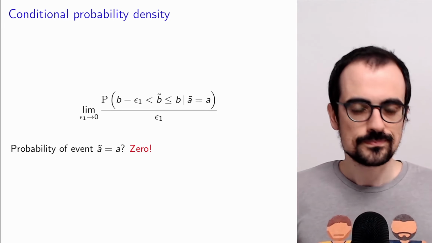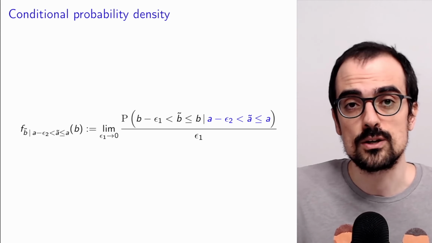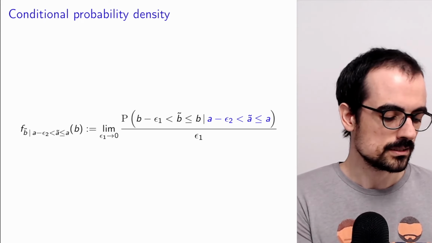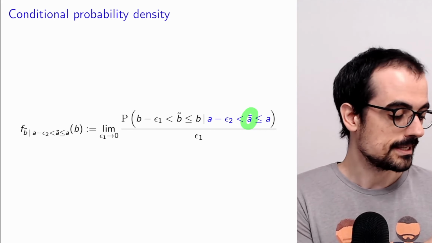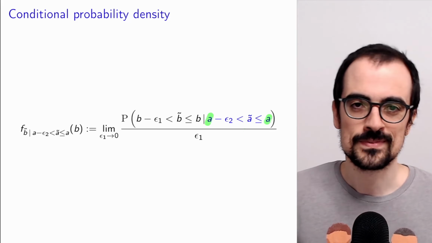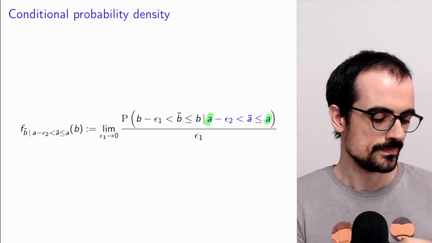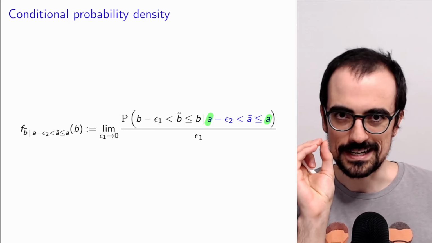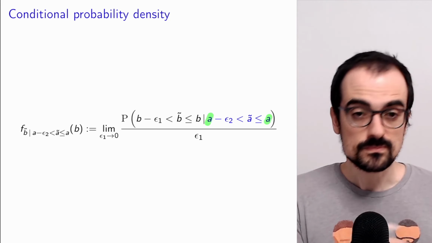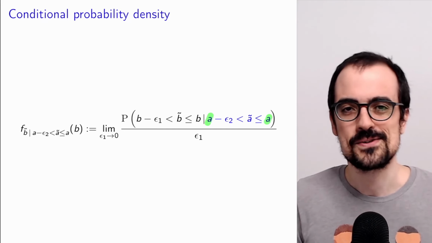So what do we do? Okay, it's not well defined. We cannot condition on the event that the random variable a is exactly equal to this constant value a. How about we condition on the event that it's in an interval very close to a? So in an interval of just length epsilon 2 around a.